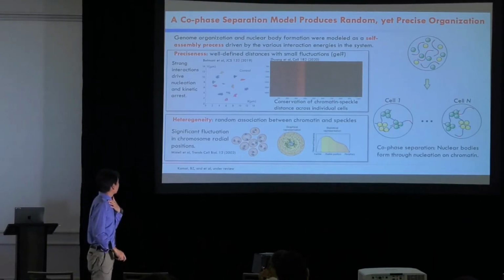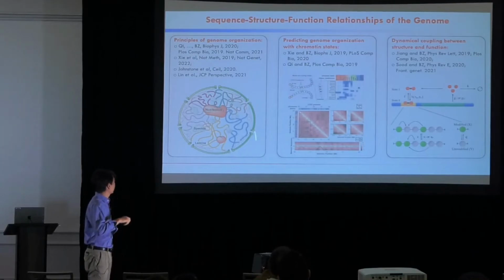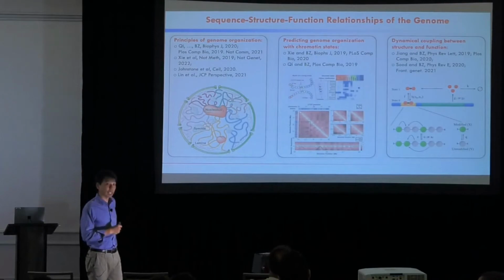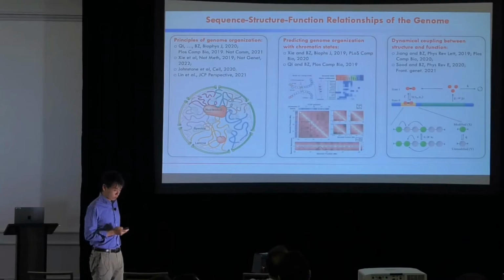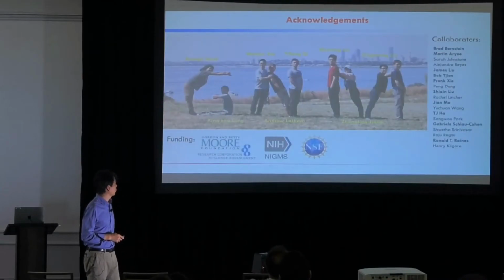All right, in addition to studying the whole nucleus with the experimental data, we have also been trying to predict the Hi-C data from chromatin states, but I won't get into all of the detail. Instead I want to acknowledge the people who actually did the work.